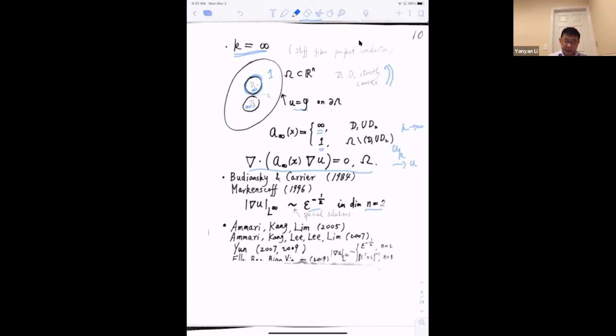Then the first work is by Ammari, Kang, and Lim. They look at the situation in R2 and a global setting, and they pin down that the rate is exactly that. Then eventually the result goes to all dimensions and can be localized. And this is Alan.